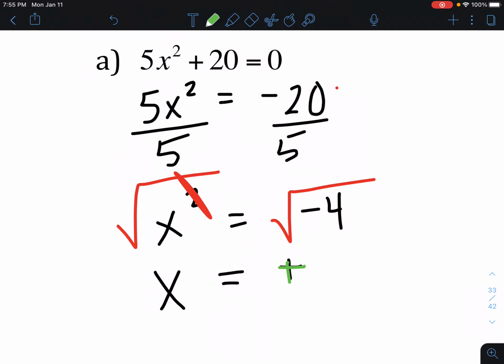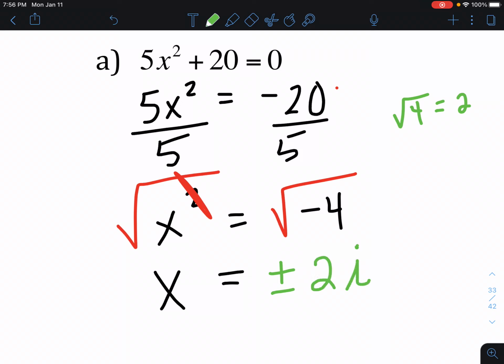Remember that the plus minus means you're going to have two answers. Now, the square root of negative 4, remember that the square root of 4 is 2. So the square root of negative 4 would be, don't say negative 2, you would say 2i. So again, if the square root of 4 is 2, the square root of negative 4 is 2i. So we have two answers here, 2i and negative 2i.